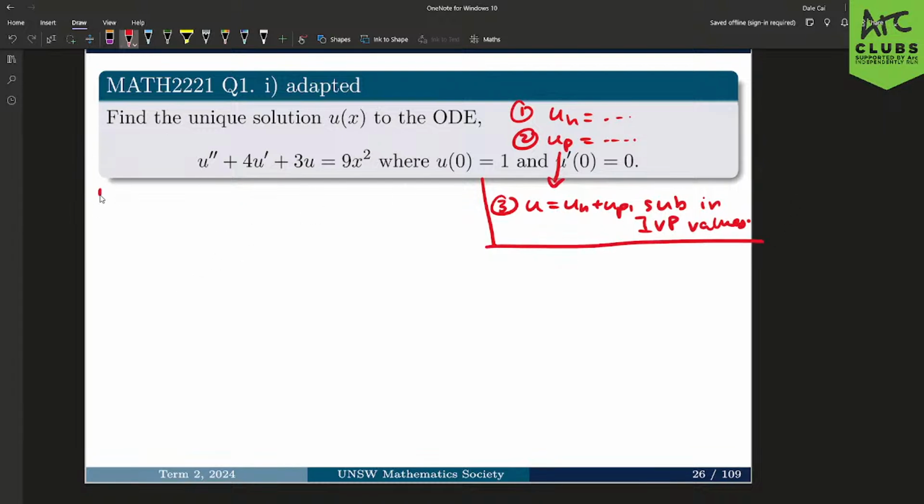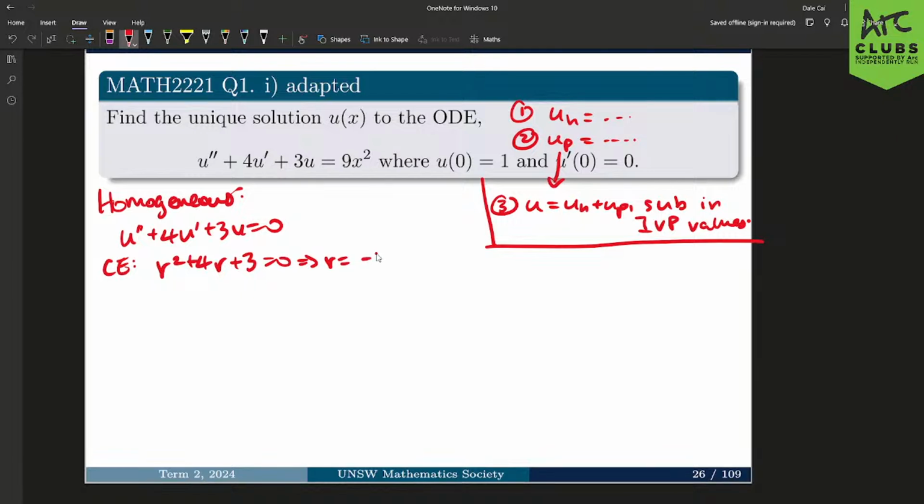So firstly, the homogeneous version of this equation is this. The characteristic equation is r squared plus 4r plus 3 equals 0, which gives you the solutions -1 and -3 if you solve it. Okay, and that means that our UH is going to be, remember the two solutions we get out of this are e to the minus x and e to the minus 3x, and then we just put constants in front, and this is our general homogeneous solution.